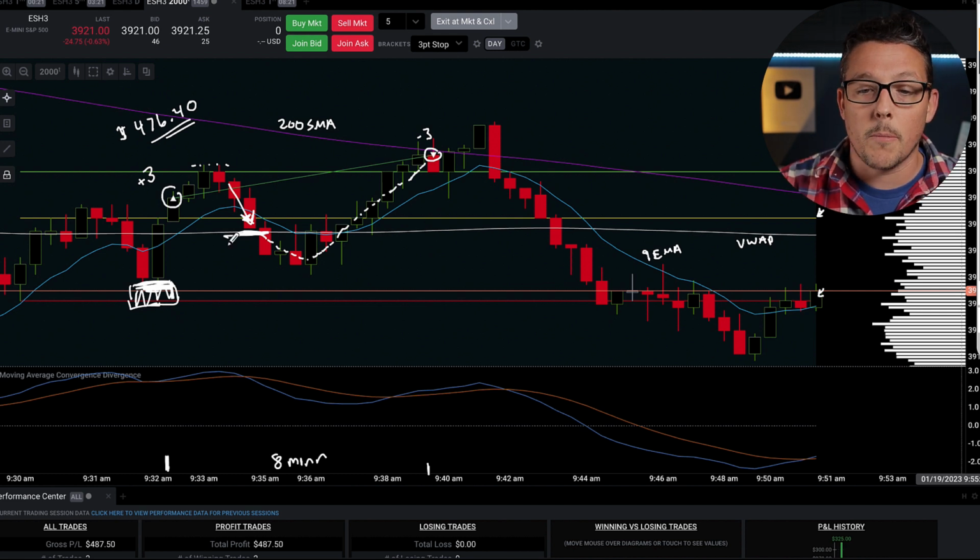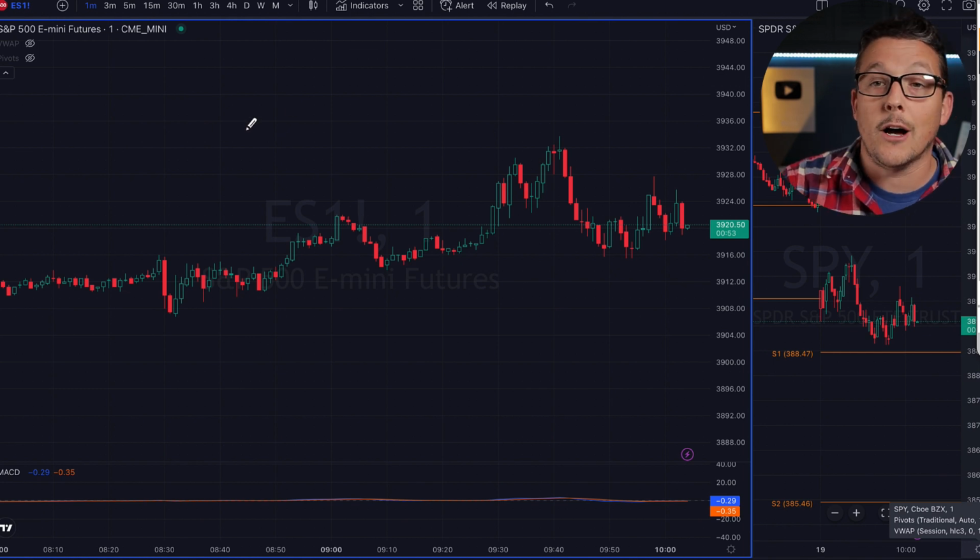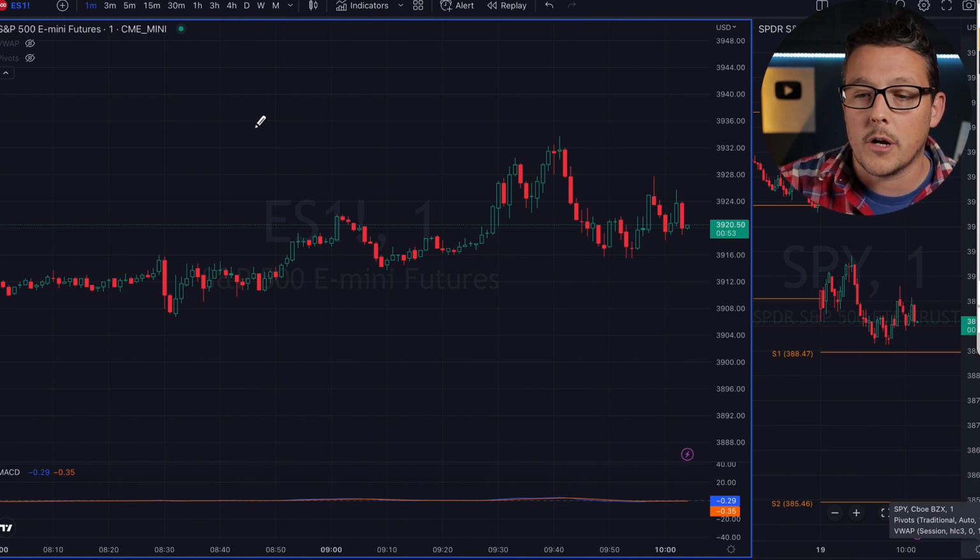So let's now look at the Bookmap, and I'll explain this chart and we'll look at it in terms of the Bookmap. Before we get to the Bookmap, guys, I also want to show you what else I am looking at for other confirmations.